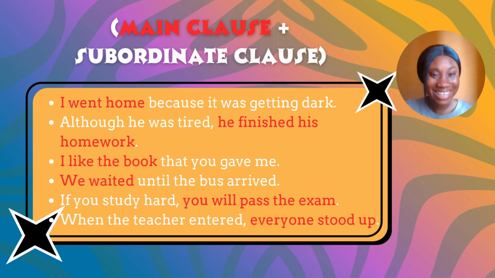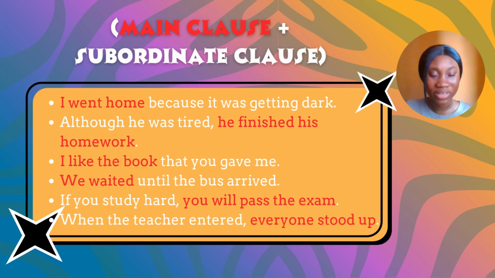I've already told us that the main clause is the mother, the subordinate clause is the child. The main clause is independent, it can stand on its own and make sense. But a subordinate clause cannot stand on its own. It needs someone. And who is that? It needs the main clause to be able to stand on its two feet and make sense. So it is not complete without a main clause. And I said that subordinate clauses always have conjunctions.